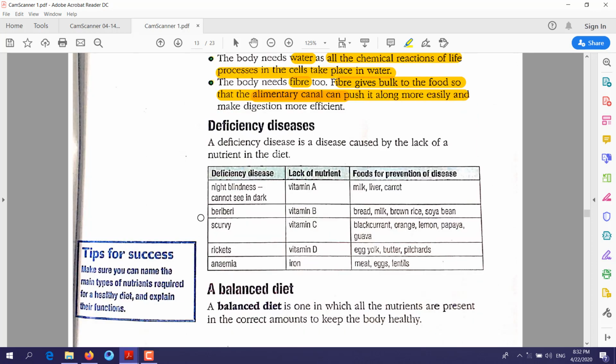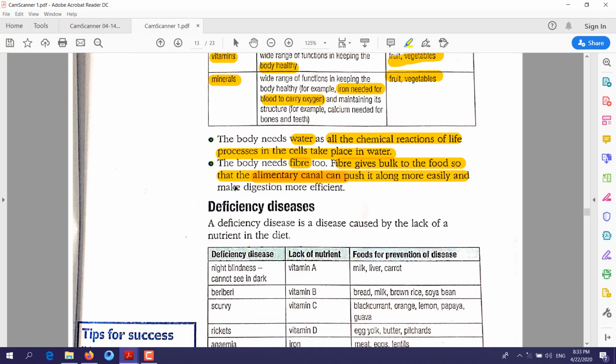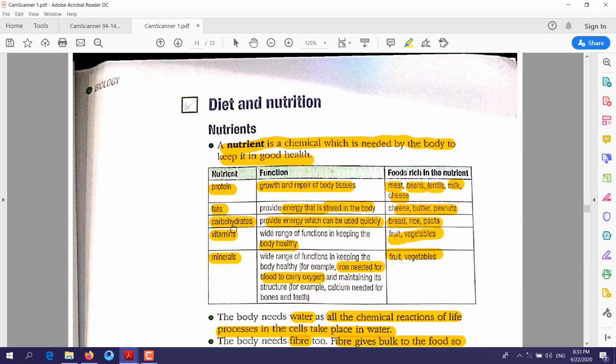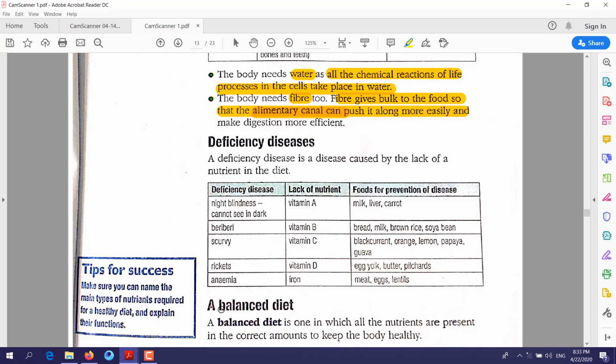Deficiency diseases. What do you mean by deficiency diseases? It is when you do not get enough of these nutrients. What will happen to your body? When you do not get enough of these nutrients, you will have some diseases.